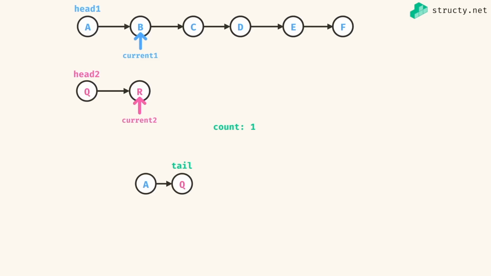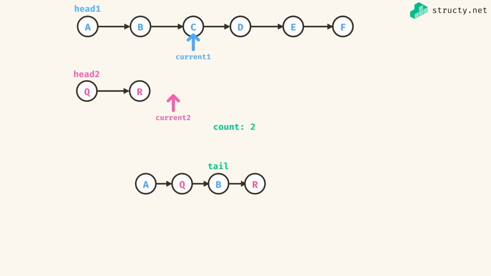Since my count is odd, I should take a node from list 1. So I look at my current 1 pointer, and I add B to the tail, just like this. And I make progress on all of my variables, right? So I'm going to progress current 1, I'm going to progress my tail, and increment my count to 2. Since it's even, now I should take a node from list 2. So I take my R from current 2. And when I set current 2 to its next, it's going to become null. When I set tail to its next, it's going to be set to the R. And then I increment my count, so now my count is 3.